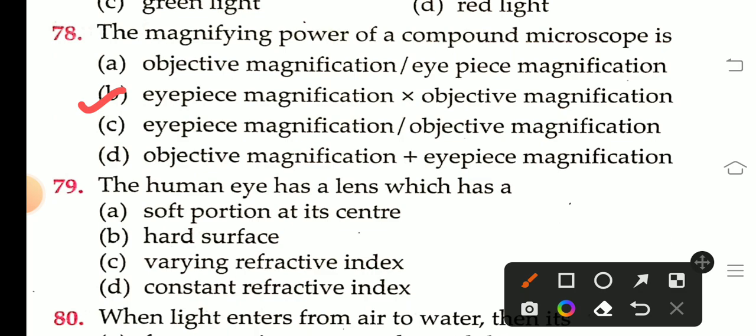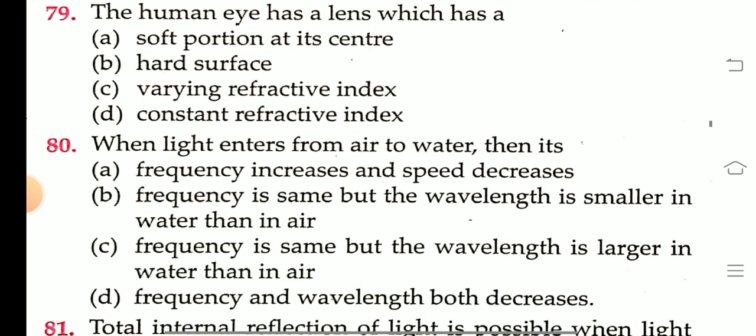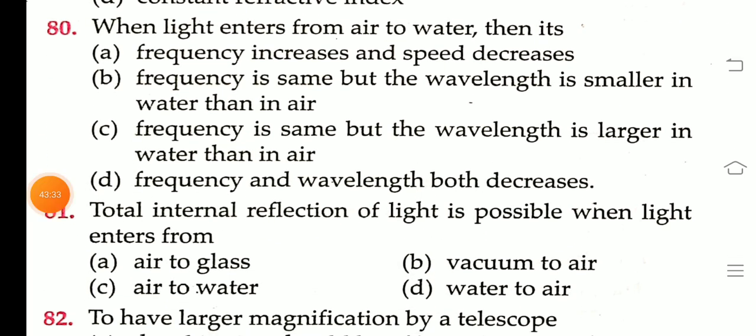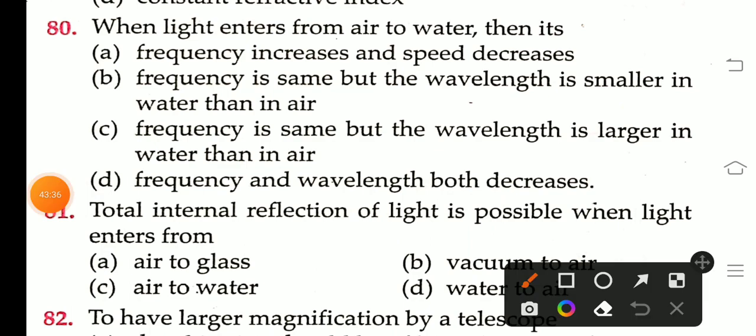Next, the human eye has a lens which has a, right answer option D, constant refractive index. Next, when light enters from air to water, then its, right answer option B, frequency is same but the wavelength is smaller in water than in air.